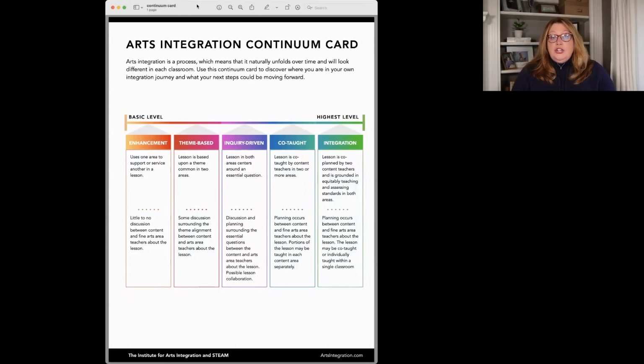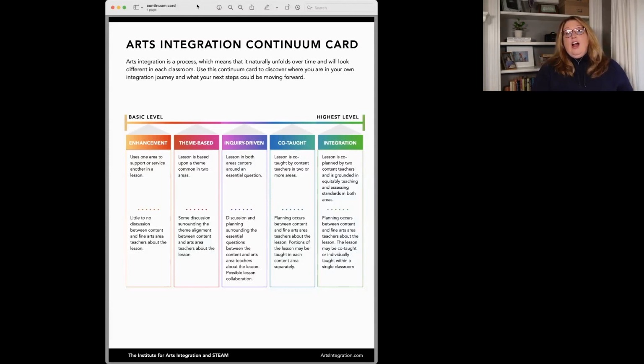So in this, between teachers, there's usually discussion and planning surrounding that essential question between both the content and the arts area teachers. And there's possible lesson collaboration because it takes a little bit more, right? In order to answer that essential question, you really do need to have a basic understanding of the content and the arts areas that you're trying to pull together. So there's more discussion, there's more collaboration. You might even get some co-teaching going on, which is our next step on the continuum. So from there, now we go into co-taught learning. This is when a lesson is co-taught by the content teachers in two or more areas.